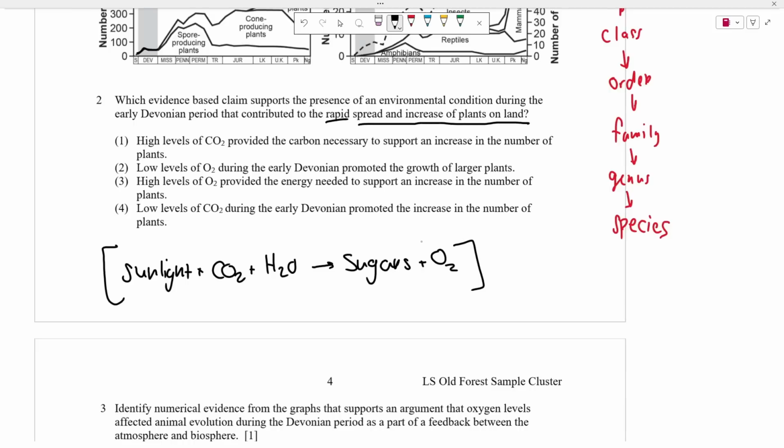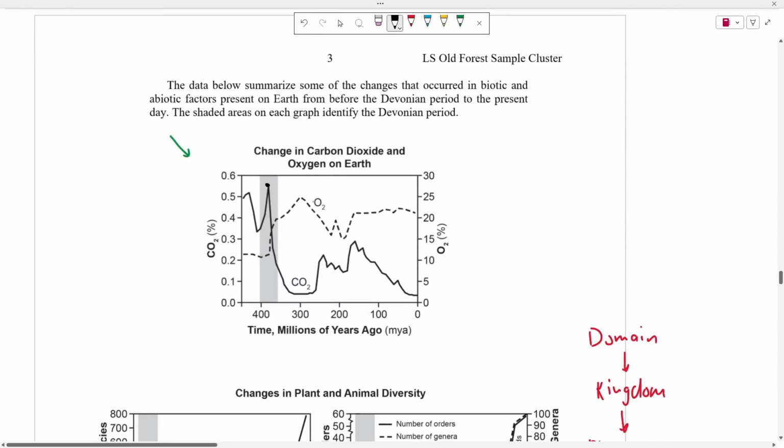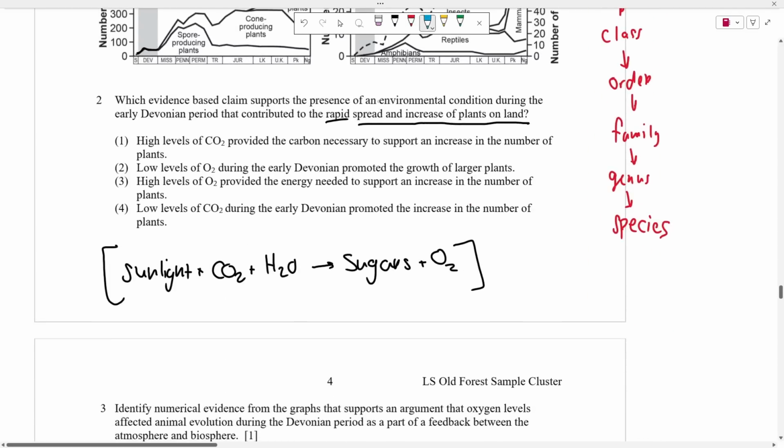So again, if I want my plants to grow and pass on their genes, I need them to be able to undergo photosynthesis a lot of times, right? And if we look at the level of carbon dioxide on Earth, we see that we had a very high level of CO2. And if I have a very high level of carbon dioxide, that means that I'm able to undergo photosynthesis at a very high rate, meaning that I can produce more energy, I can reproduce more successfully because I have even more energy, and as a result, that means that choice 1 has to be our correct answer, right? The increase in the number of plants on land had to be due to high levels of carbon dioxide that provided the carbon that was necessary to support an increase in the number of plants, right?